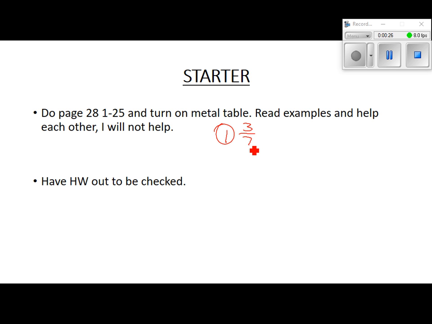Thank you. So the first one, 3/7. How do we change a fraction into a decimal? Divide by the bottom number. Right. 3 divided by 7. Punch it into your calculator. 3 divided by 7. Does anybody know, before you do that on your calculator, what happens when you divide by 7?